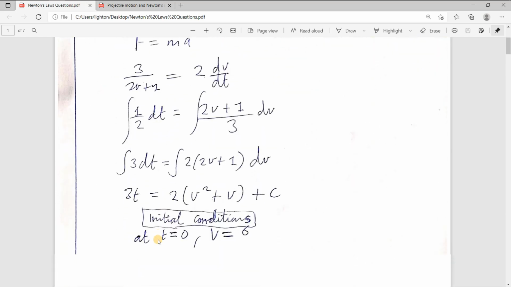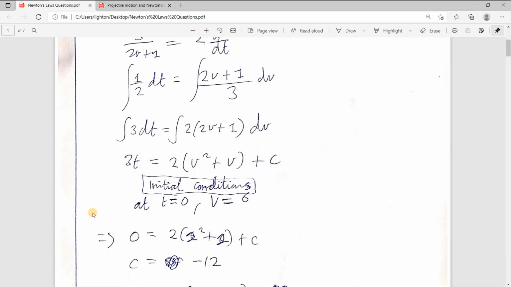And what you're going to have is the integral of 1 over 2 dt must be equal to the integral of this expression dv. And from here, you can even rearrange it further by cross multiplying. This 3 goes this side, this 2 multiplies with this expression inside. We get this expression, just a matter of rearranging.